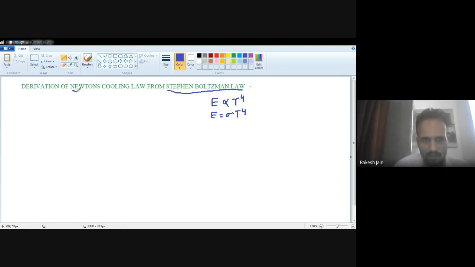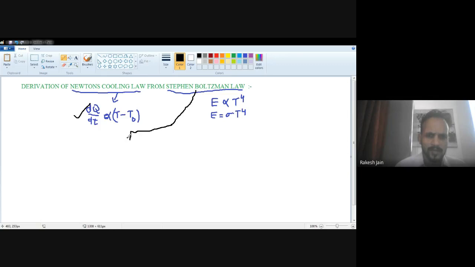And what is Newton's law of cooling? Newton's law of cooling states that the heat emission rate, given as dQ upon dt, is proportional to the difference between the absolute temperature of the body and the temperature of the surrounding. So we have to derive this equation with the help of this. We begin our journey from the Stefan-Boltzmann law and see what will happen.